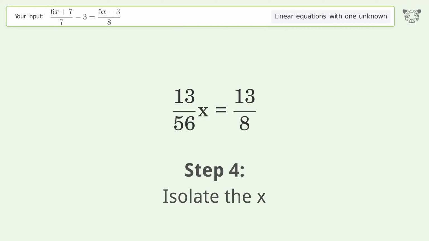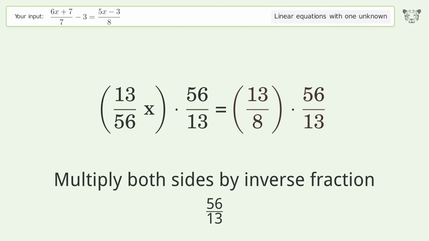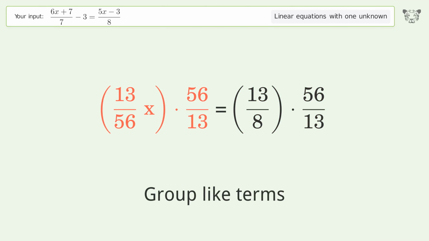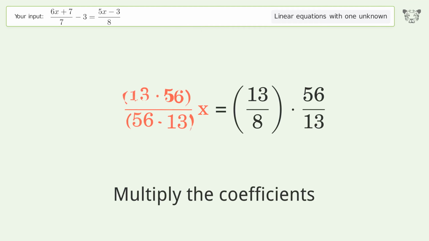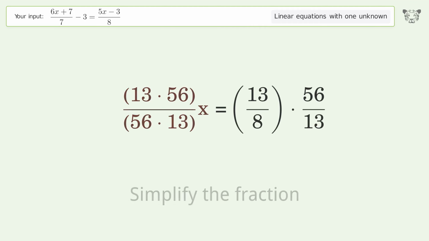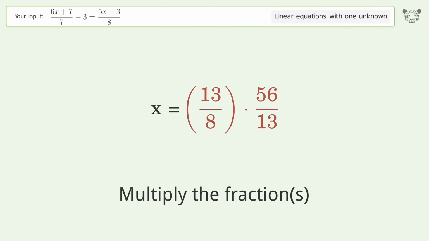Isolate the x. Multiply both sides by inverse fraction 56 over 13. Group like terms. Multiply the coefficients. Simplify the fraction. Multiply the fractions.